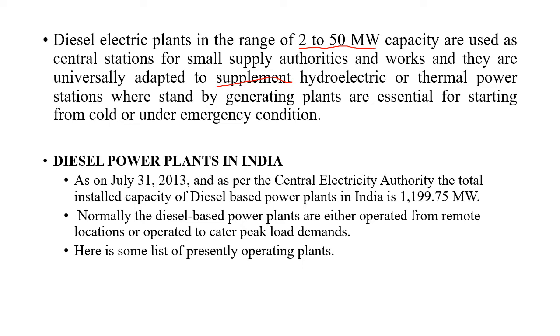Now let's have a look at the power production from the diesel power plant in India. As on July 31, 2013, the total diesel based power plants in India capacity is around 1199.75 megawatt. Normally, diesel based power plants are either operated from the remote locations or operated to cater the peak load demands. So in the next slide we'll just look at the table wherein we have different diesel power plants location and their capacities.